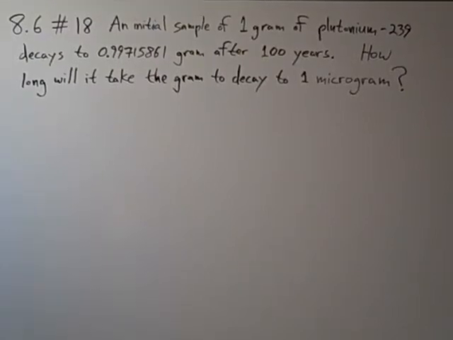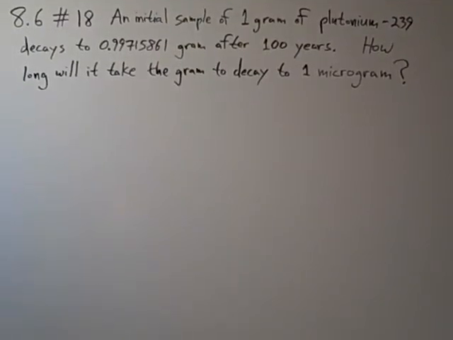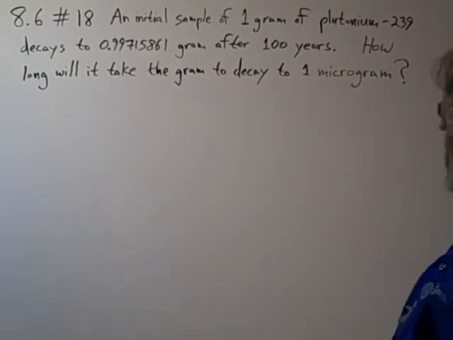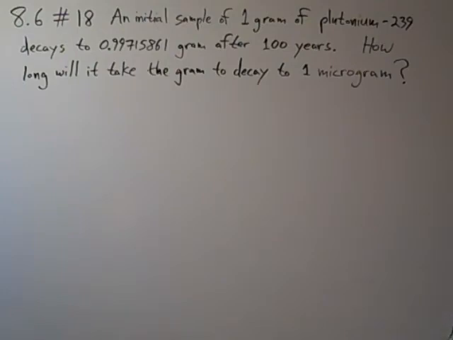An initial sample of 1 gram of plutonium-239 decays to 0.997156861 grams after 100 years. How long will it take the gram to decay to 1 microgram?